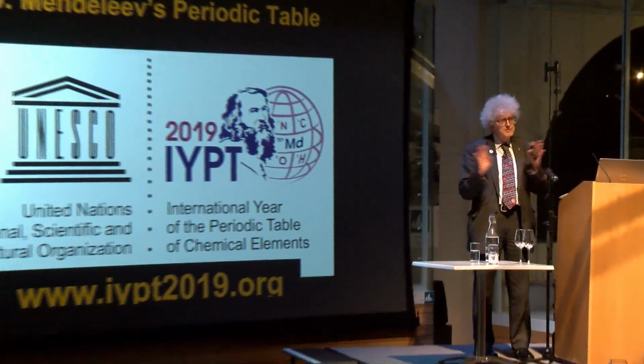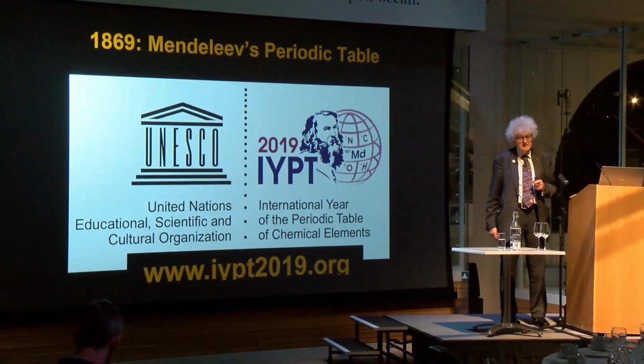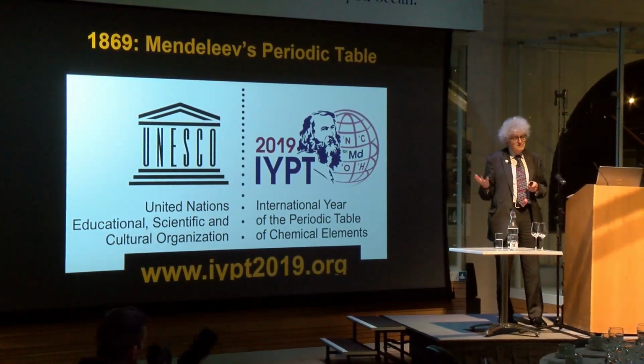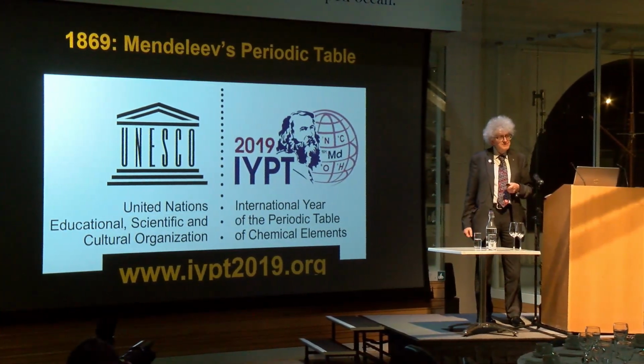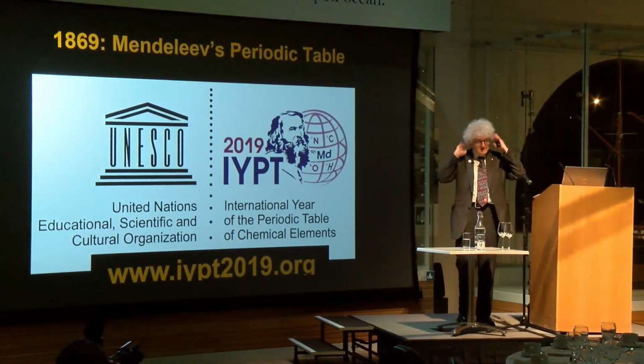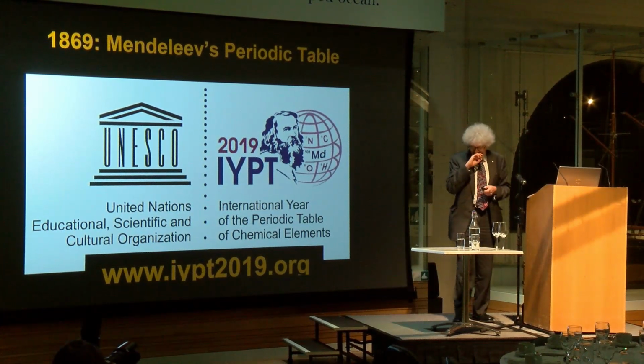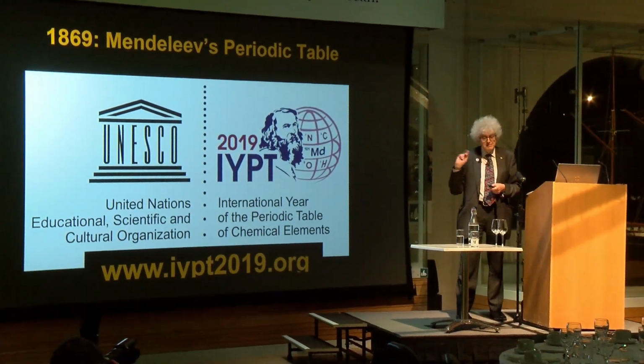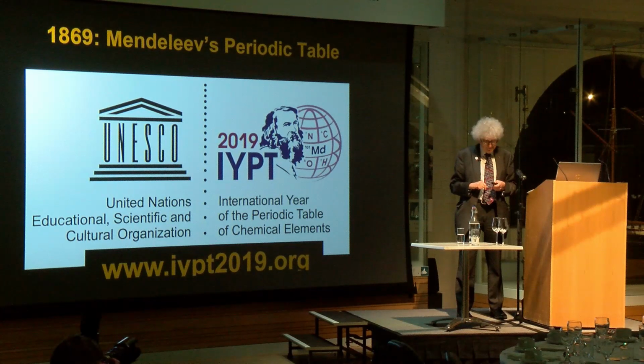This year, many of you may know, is the International Year of the Periodic Table, because 1869 was Mendeleev's first publication of his periodic table. Other people also proposed quite similar things, but Mendeleev was more successful in promoting it. Some say because he had funny hair, and also because he made predictions.